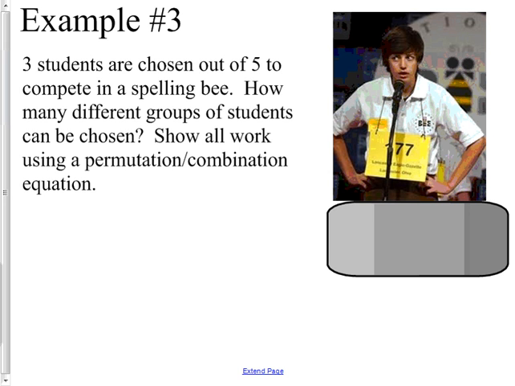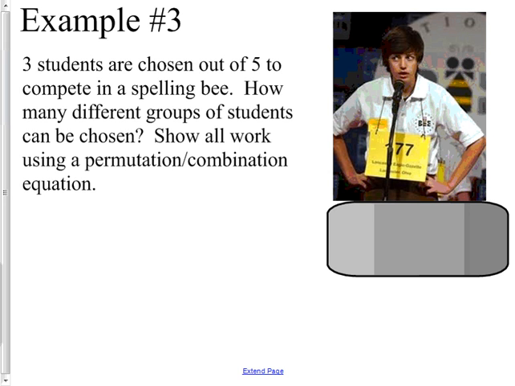Example 3. 3 students are chosen out of 5 to compete in a spelling bee. Now, this is important that you understand. I know it says compete, but they're just chosen. They aren't chosen first, second, and third. They're just a group being chosen. So this is a C question.